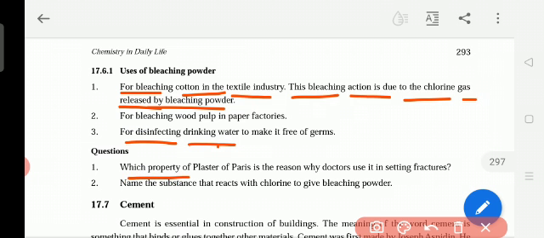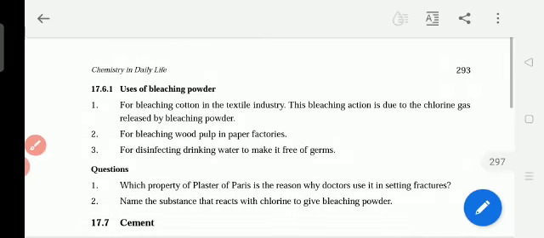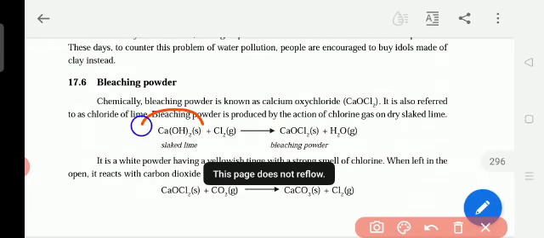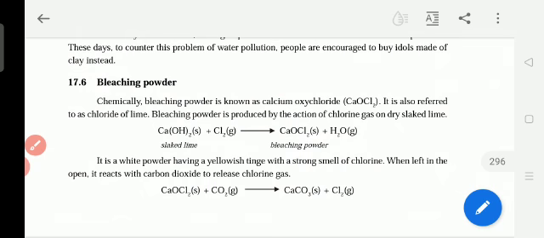So which property of plaster of Paris is the reason why doctors use it in setting fractures? It supports the bones. It has the property of a gum. And name the substance that reacts with the chlorine to give bleaching powder. So when the chlorine is reacting with which one? Slaked lime, calcium hydroxide, then it forms the bleaching powder, calcium oxychloride. Thank you, students.